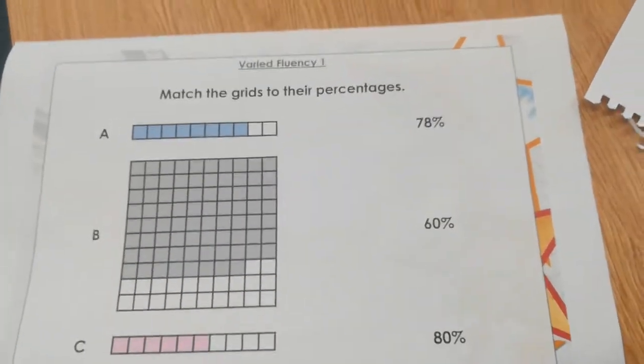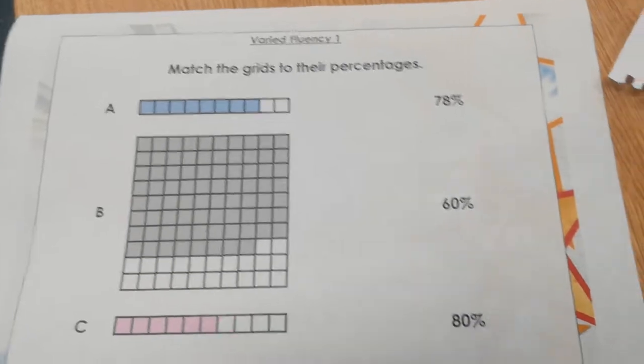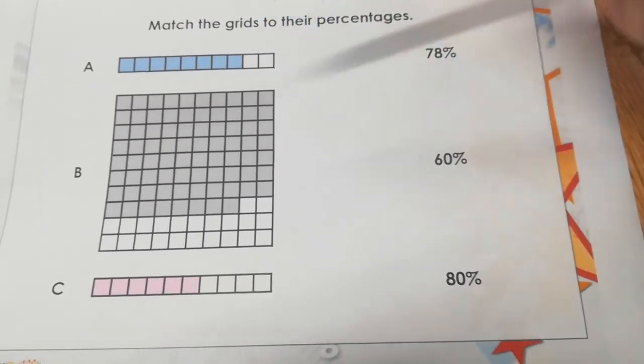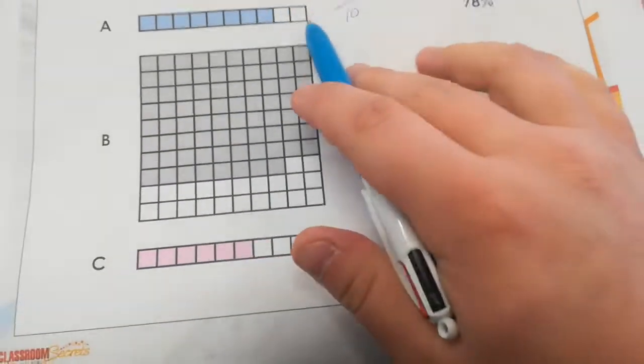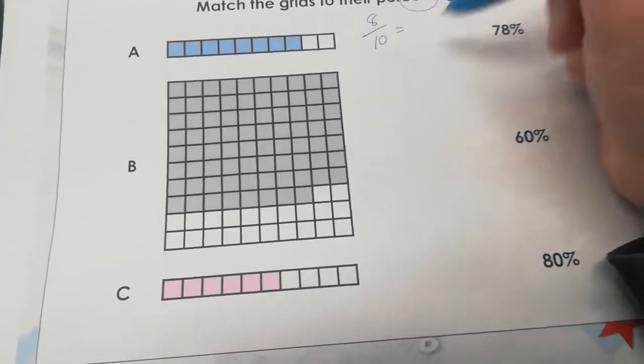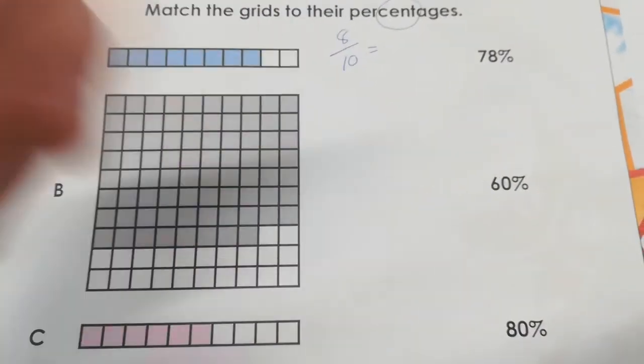Next one we're looking at is the varied fluency. Again, it's a little bit easier to see on these printouts that I've done on the screen, just do your best. So we're looking at match the grids to their percentages. Now with the top grid up here, we've got 1, 2, 3, 4, 5, 6, 7, 8, 9, 10. So it's out of 10. If we put these into fractions, how many do we have out of 10? There's 2 spare, so if you just count them up, we've got 8/10. 8/10, because if we're looking at percentages, cent means it's out of 100. So we can just go straight away into 8/10 as equivalent fraction.